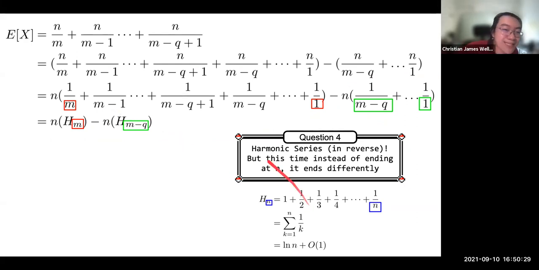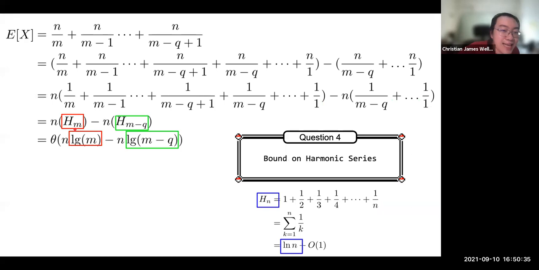So we can substitute the N here with M minus Q and M respectively. And then, I put theta immediately because I don't want to deal with the plus O(1). But hopefully you can see that this is log of M, and this is log of M minus Q.